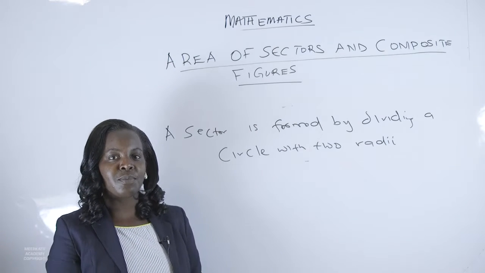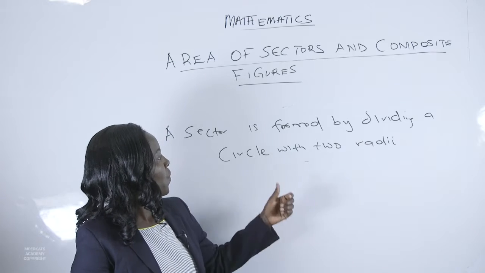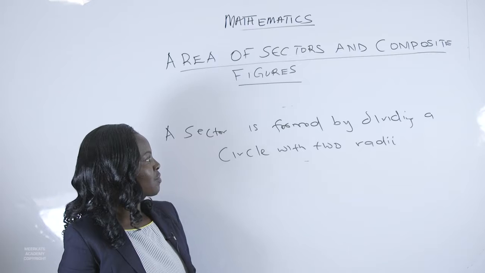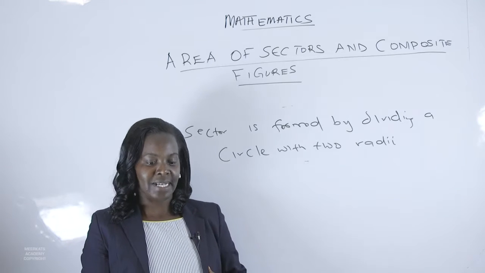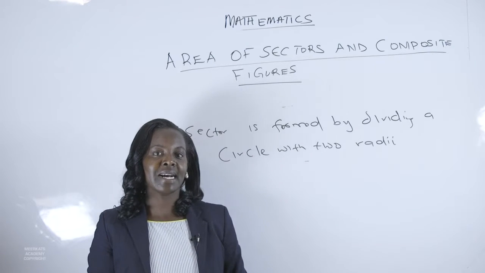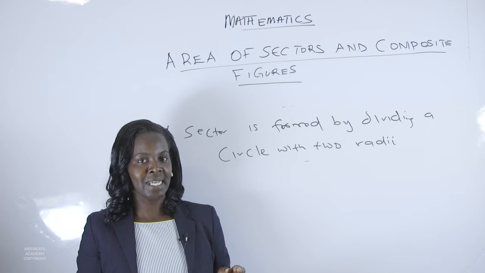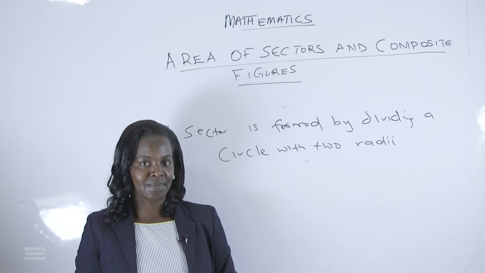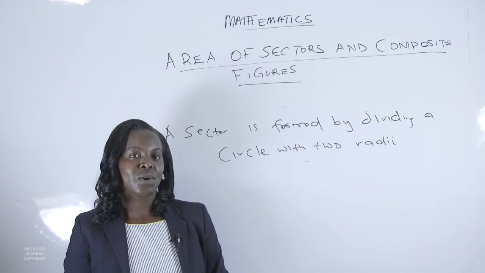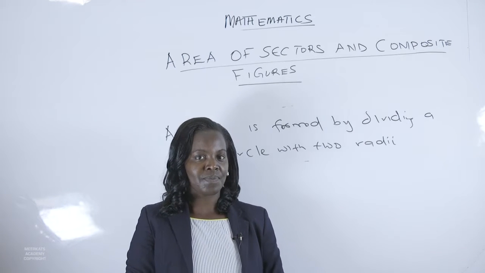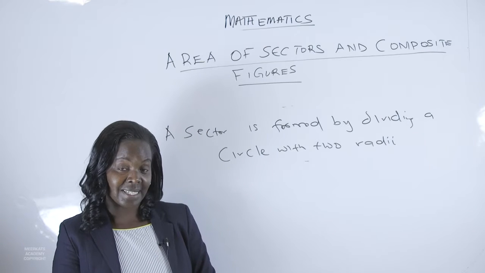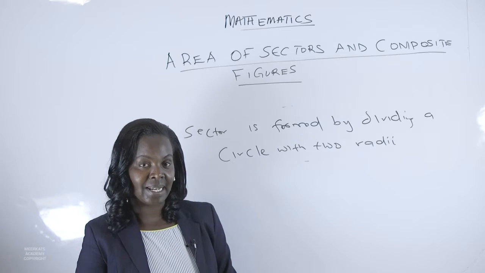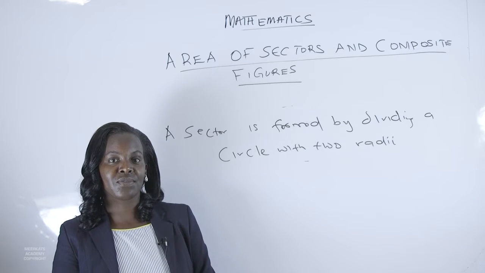A sector is formed by dividing a circle with two radii. What does that mean? It means that a sector must have two radii, meaning you are supposed to cut it right from the center and touching the circumference. The sector must also contain an angle inside that sector, and it must also contain an arc. Let's look at examples of the sectors.